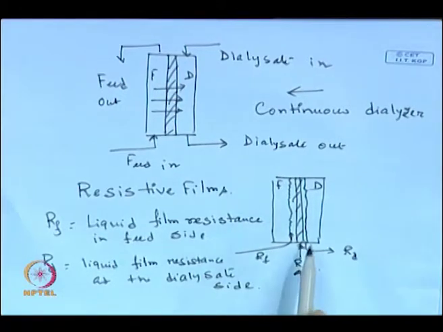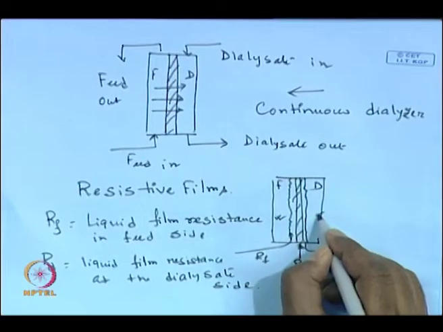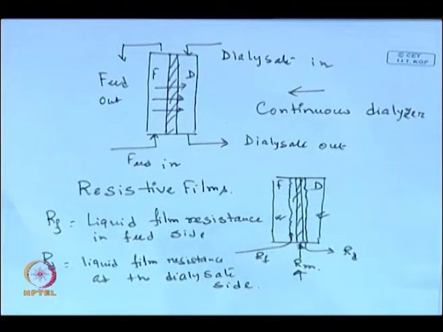So, there are three resistances in series. One is the liquid film resistance in the feed side, another is the membrane resistance, and another is the liquid film resistance in the dialysate side. These three resistances are in series, and the concentration differences against these three resistances that we will be working on are the bulk concentration in the feed side and the bulk concentration in the dialysate side.